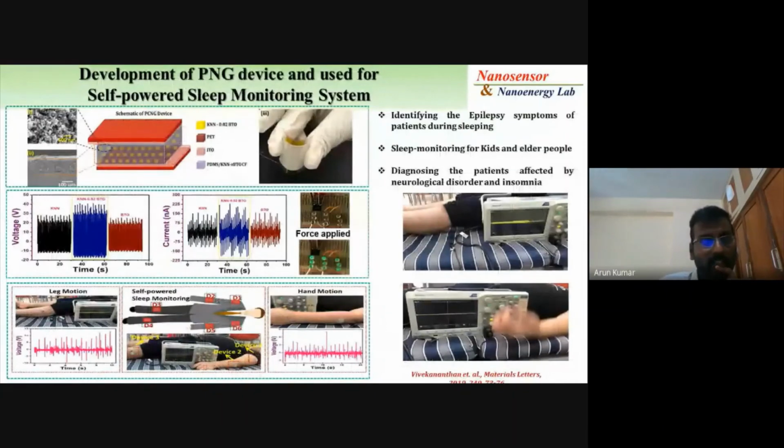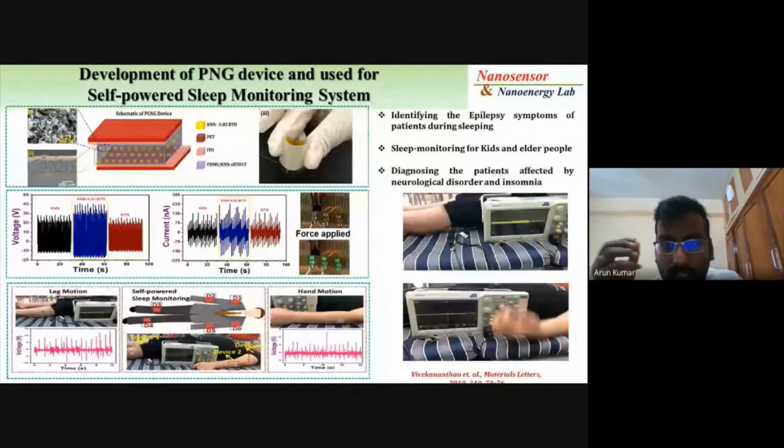The last thing here is for analyzing sleep patterns. The sensors were connected to different parts of the body, and we used just a normal CRO here. Whenever a person has epilepsy, suddenly in between sleep they might experience epilepsy or some disturbance. At that point of time, we can identify whether there is any motion or change. By just using an electrical signal, we can study a lot of things about the patient, as well as elderly patients, sleeplessness, and kids.